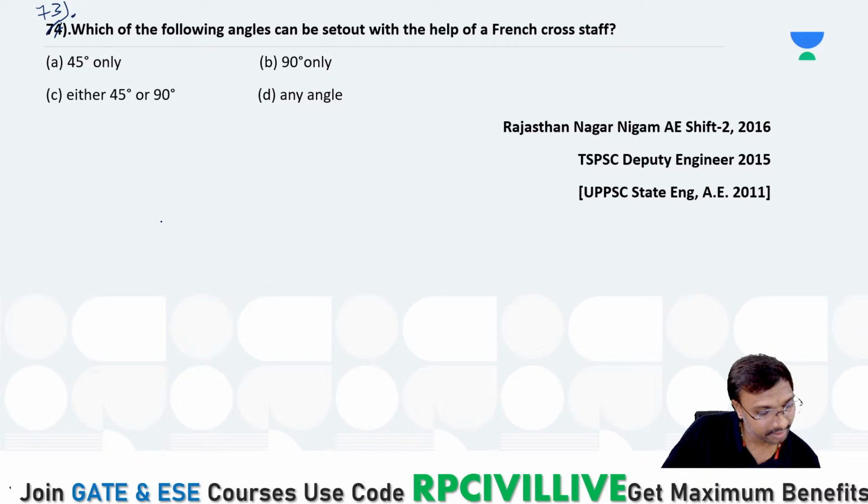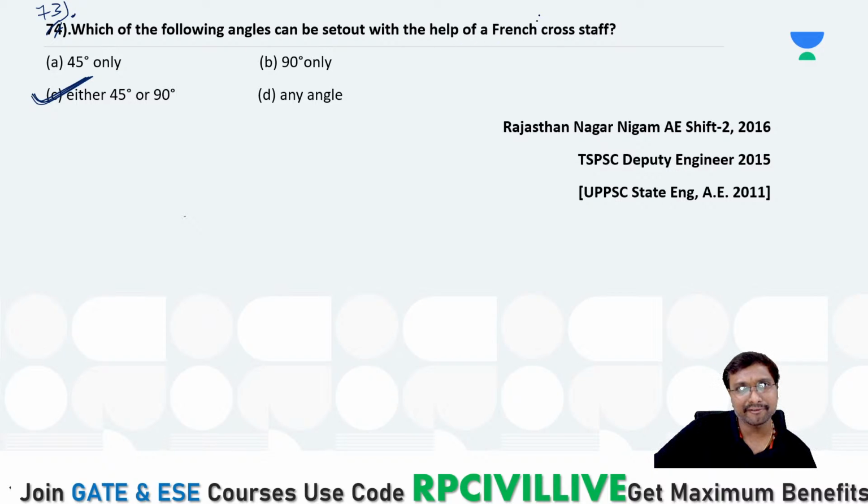Suraj, Leena, Varish, Vinod, aspirant, C. Everybody said C. Radhika said C. Everybody said C. Very good, very good, very good, guys. This is your 45 degree or 90 degree only. That's it. This is just a 45 degree or 90 degree, right?